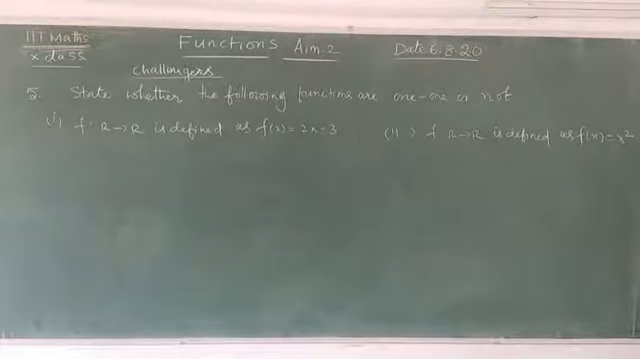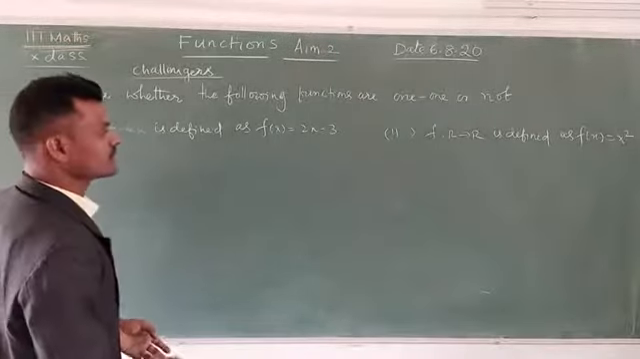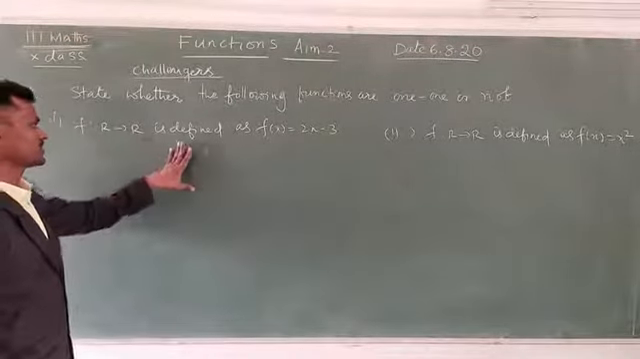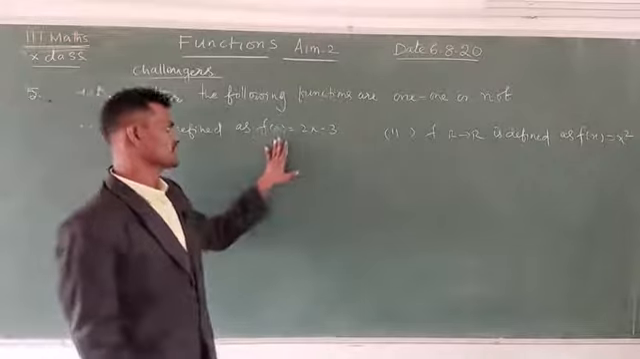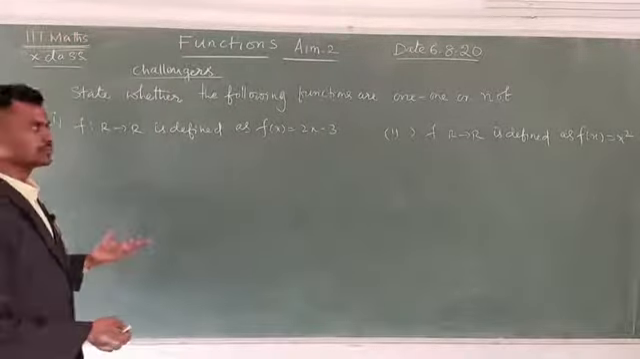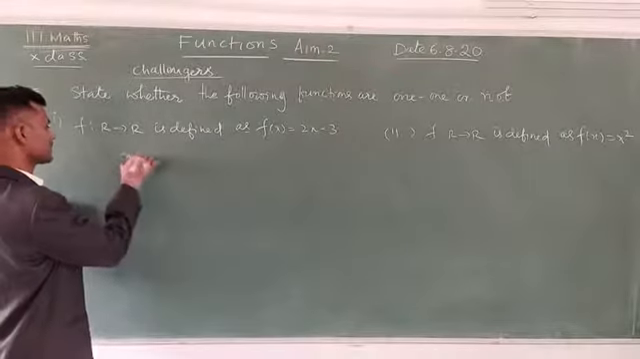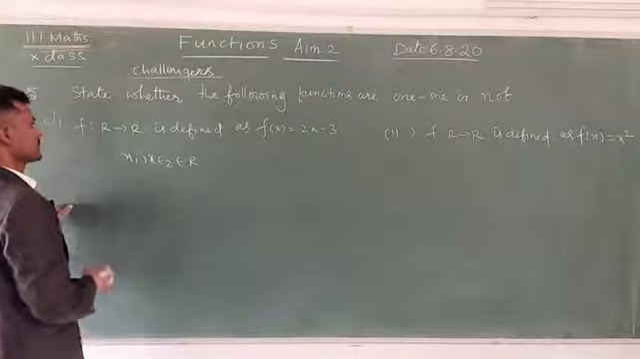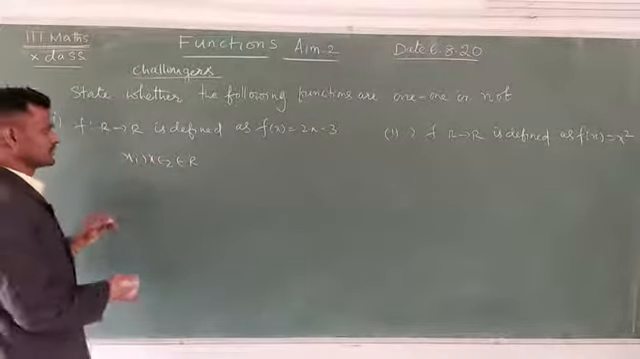Next, fifth question: state whether the following functions are one-one or not. First one: f is a mapping from R to R defined as f of x is equal to 2x minus 3. For this problem you have to do two methods. Here x1, x2 belong to R, you can take.